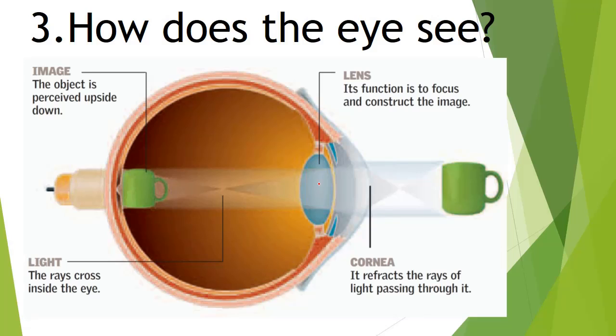Meaning, whenever light strikes an object, it will scatter in all directions. So some light goes into our eyes. This light passes through the cornea, then the pupil, then the lens. The pupil will adjust the light and the lens will focus this light, and then it will transmit it to the retina.